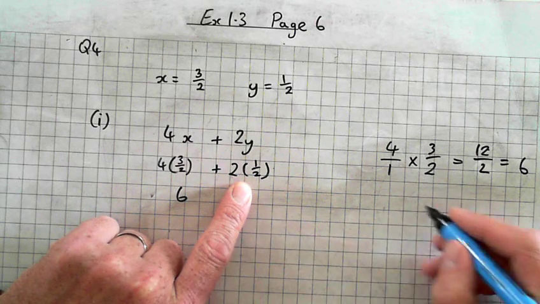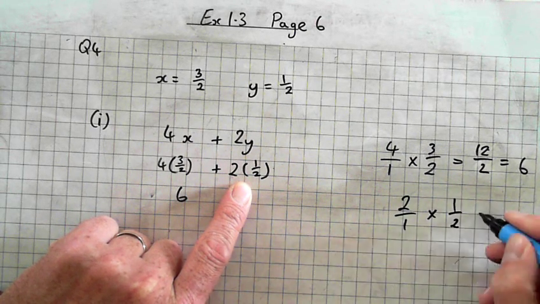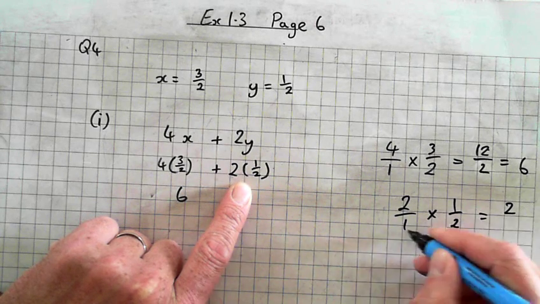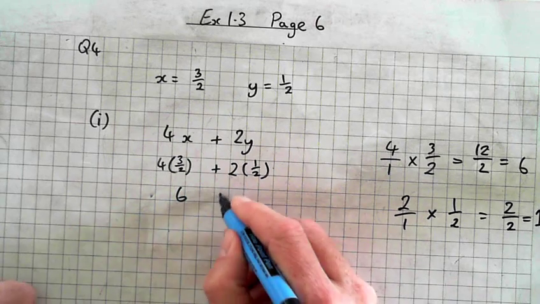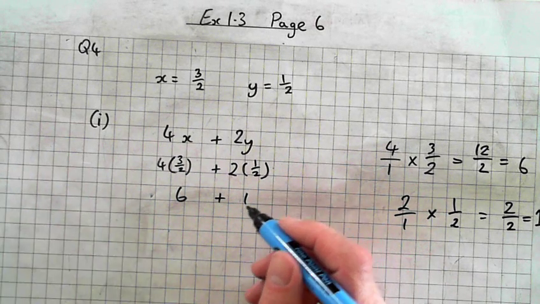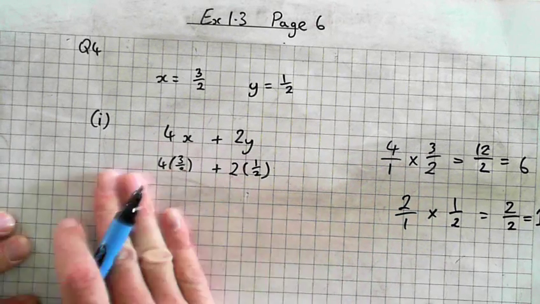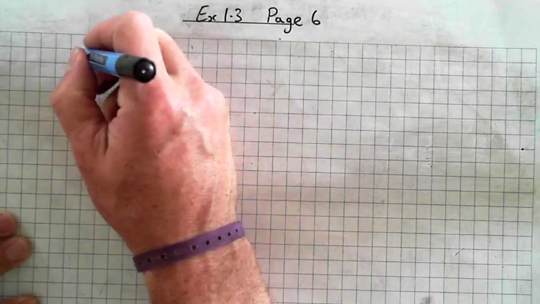Okay, over here I'll multiply these. 2 is 2 over 1 times 1/2. 2 1s are 2, 1 2s are 2. So the answer is 1. Okay? So the second method is easier, isn't it? Okay, so we'll move on to question 5 IV. 5 IV.